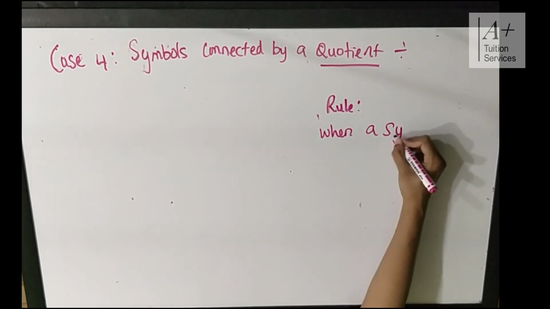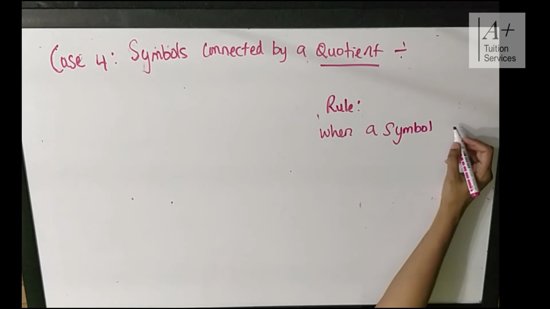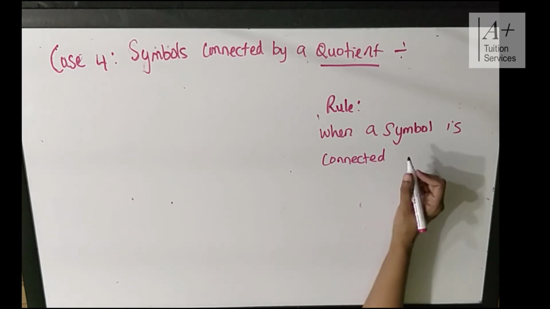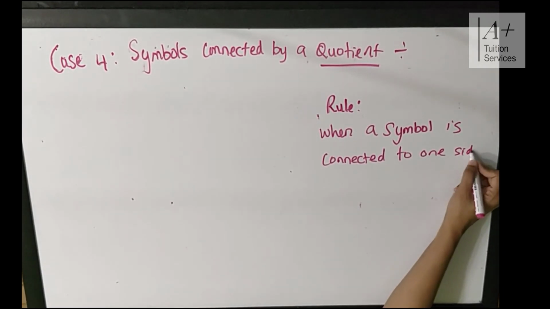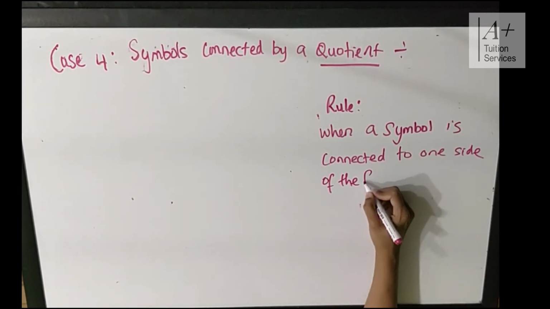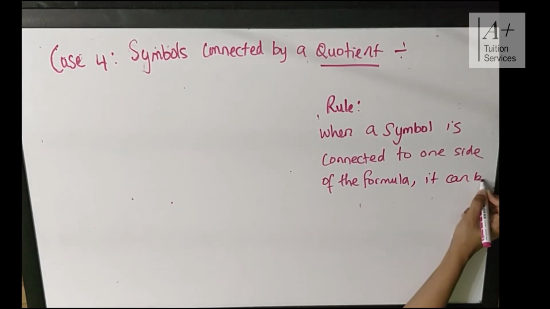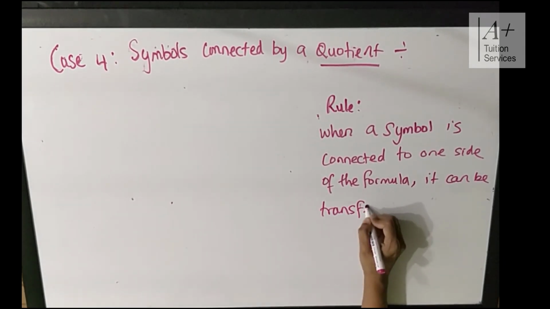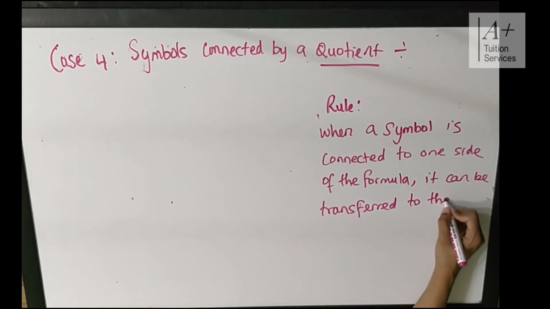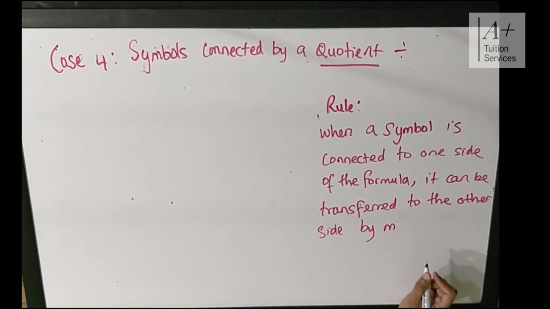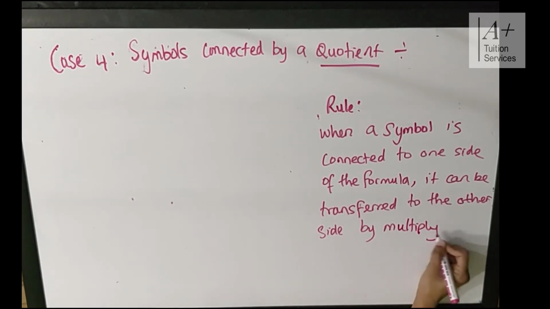So the rule is, when a symbol is connected to one side of the formula, it can be transferred to the other side by multiplying. So just as we did before, when we multiply, we divide when we switch over. Now when we divide, we need to multiply. And we'll look at example 1 under this case.